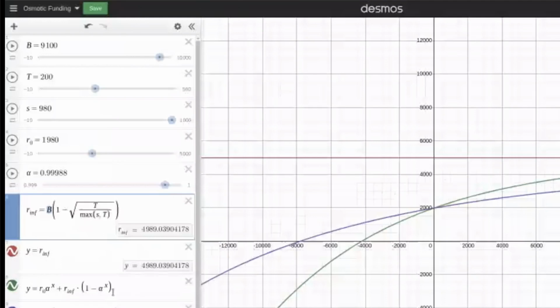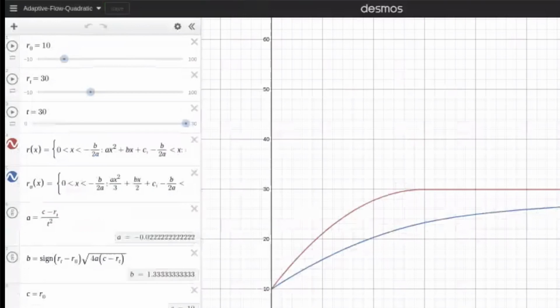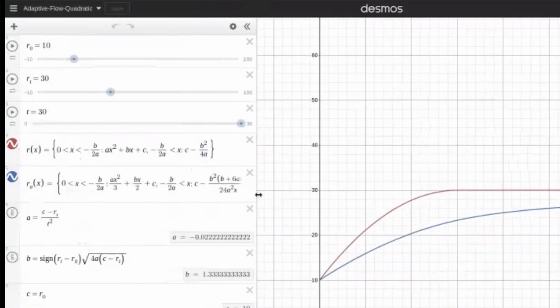So what is your recommendation with the formula? Should we get rid of the exponential decay and go for a formula that is, for example, this quadratic formula?